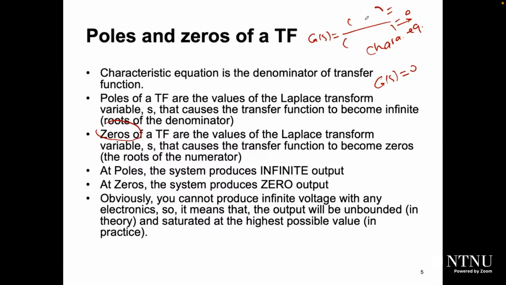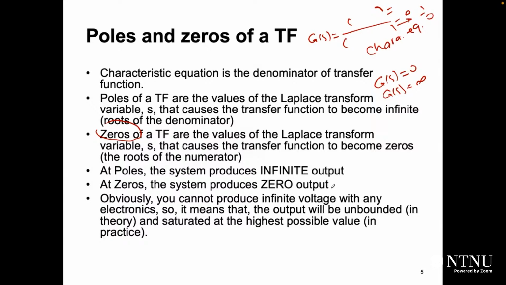The poles are the values of the Laplace transform variable s which will make G(s) equal infinity, right? If you want to make G(s) equal infinity, we need to set the denominator equal 0. So it should be something divided by 0. When it is something divided by 0, it will be infinity. So the poles produce infinite output.